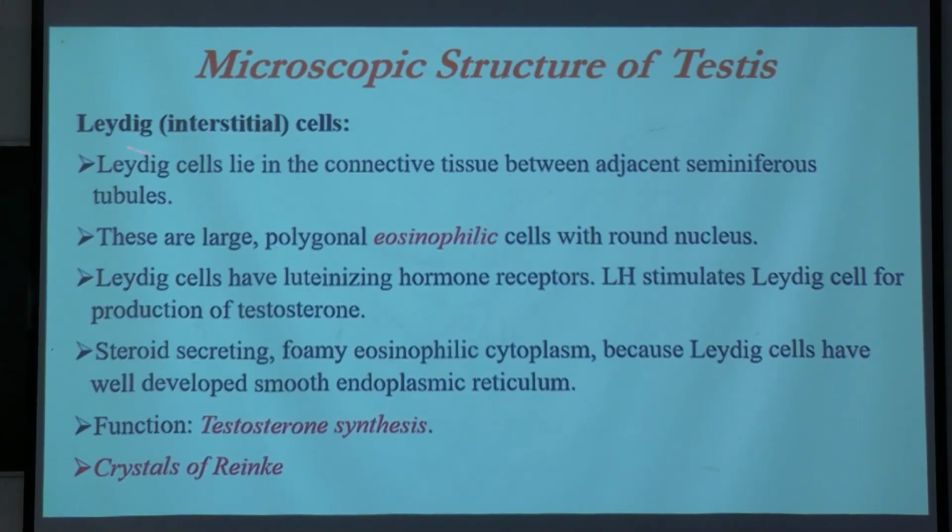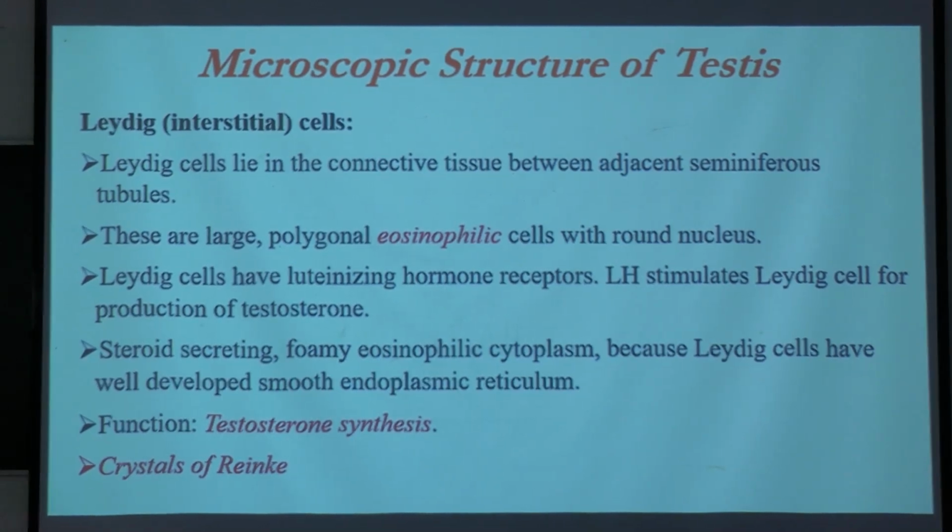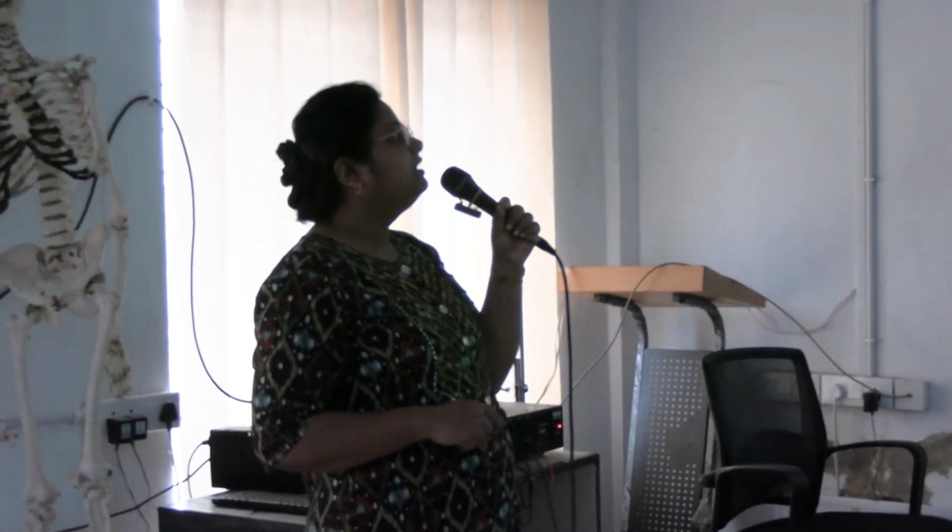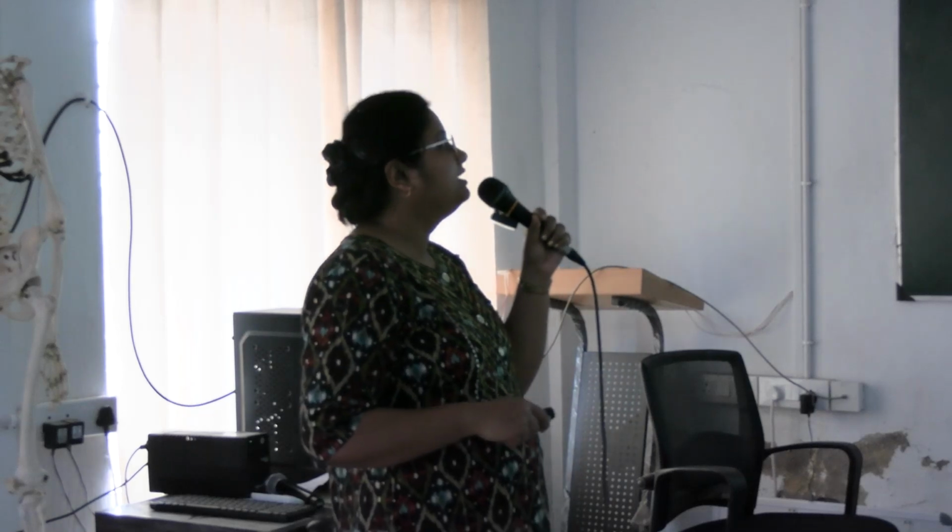So next we go to the Leydig cells or interstitial cells of Leydig. This can also come as an individual short note. Okay, Leydig cell. So Sertoli cell and Leydig cells are important short notes. Leydig cells lie in the connective tissue between the adjacent seminiferous tubules. They are large polygonal eosinophilic cells with a round nucleus. Leydig cells have LH hormone receptors. LH stimulates Leydig cells for production of testosterone.